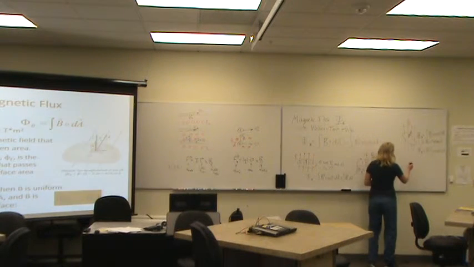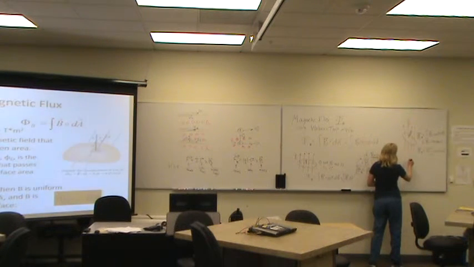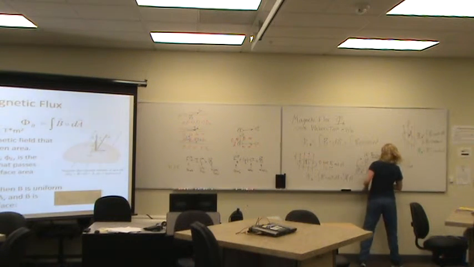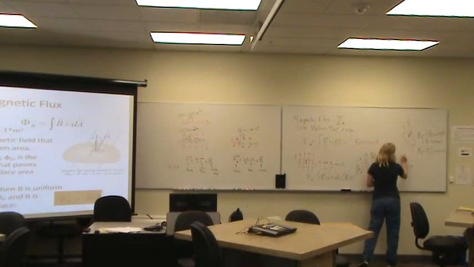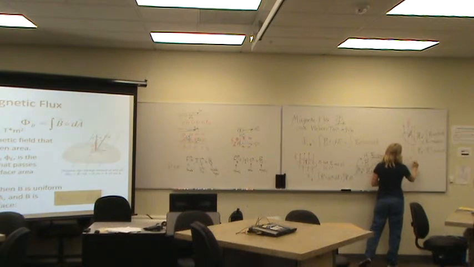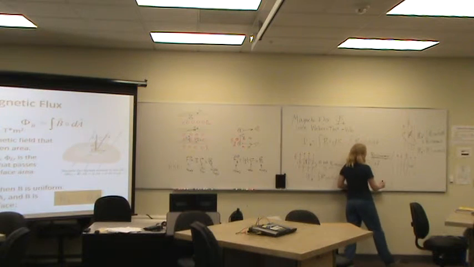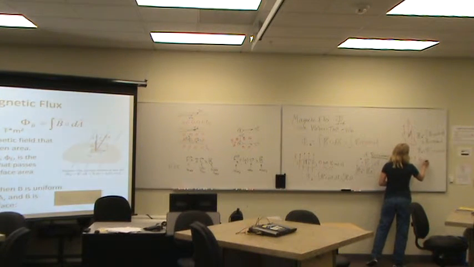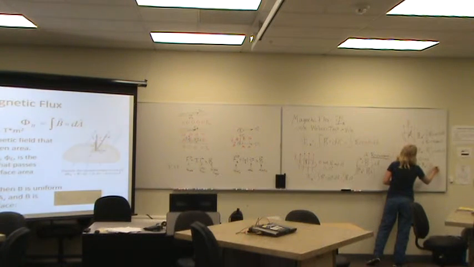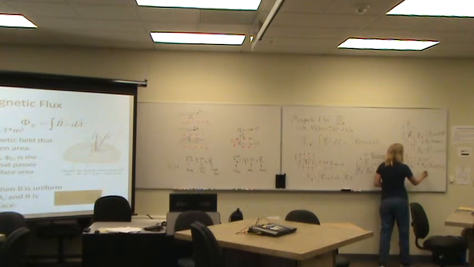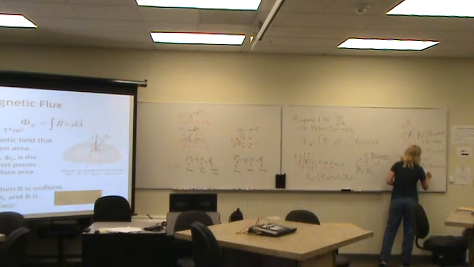And then, of course, our favorite situation: if that was how our wire was oriented, what would the flux be? 0, yeah. So in this case, theta equals 90 degrees. So the flux is the integral of B cosine 90 dA. The cosine 90 term is 0, so your flux equals 0.